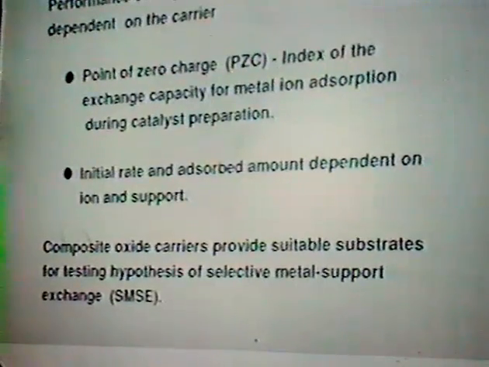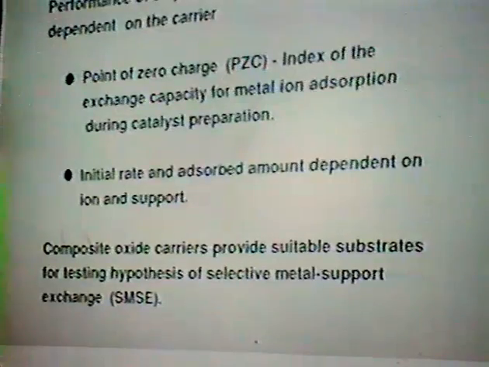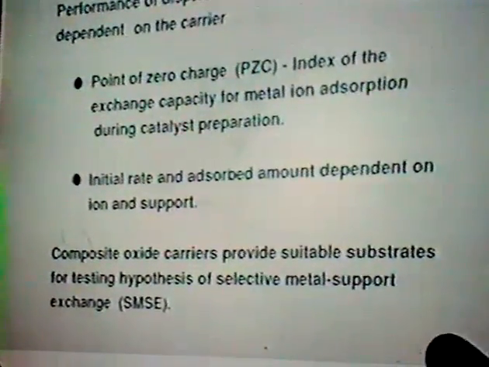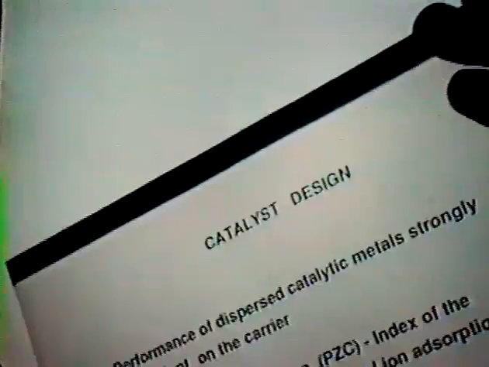Now, I assert that composite oxides provide a suitable substrate for testing the hypothesis of selective metal support exchange, which I've dubbed with the acronym SSMSD. Before I get to that concept of SSMSD, I'd like to bring out some of the elements that are necessary in order to put that concept in place.